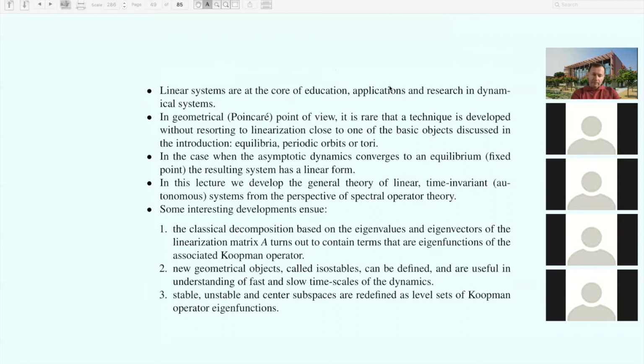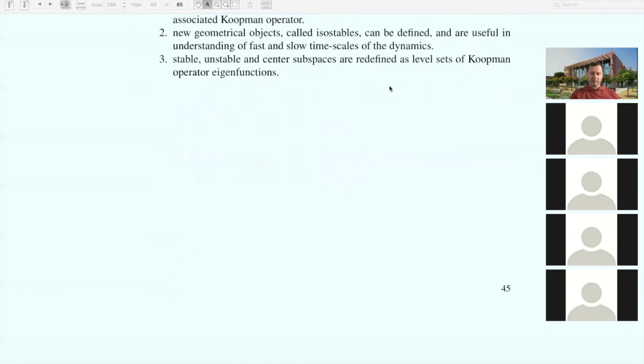And then we've all learned the concepts of stable, unstable, and center subspaces. What is interesting, what's going to come out is we're going to redefine them. Usually we define them in terms of the underlying eigenvectors of the linear system. Here we are going to redefine them as level sets of Koopman operator eigenfunctions. So let's start.